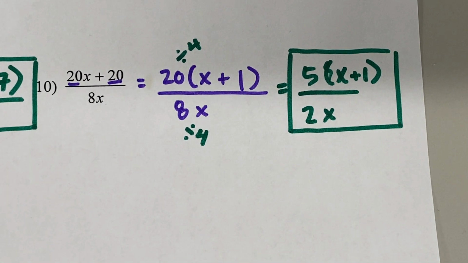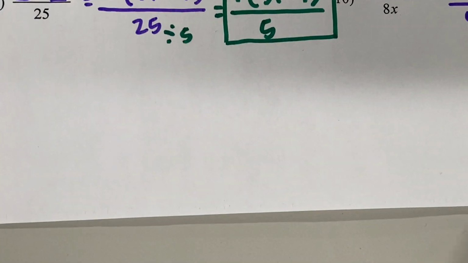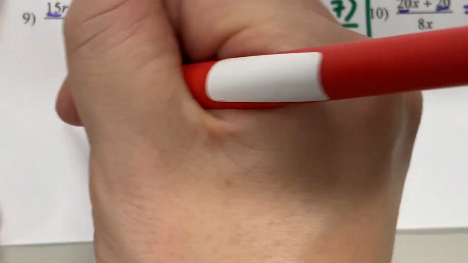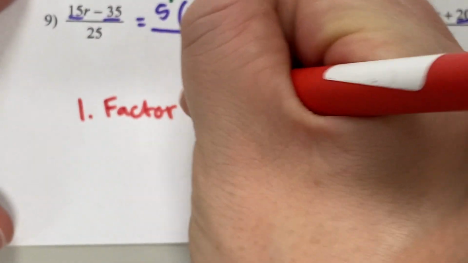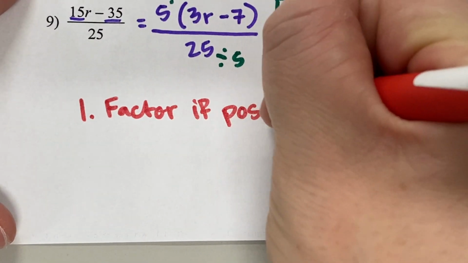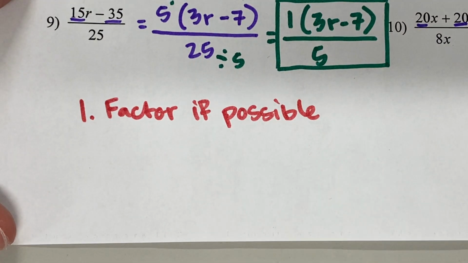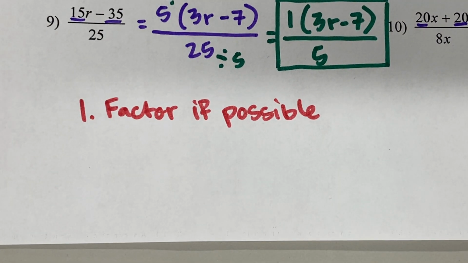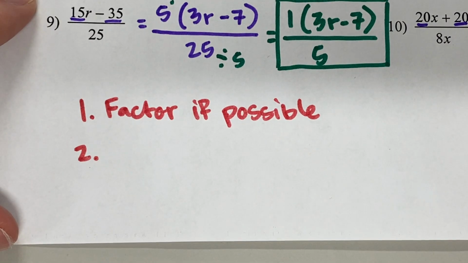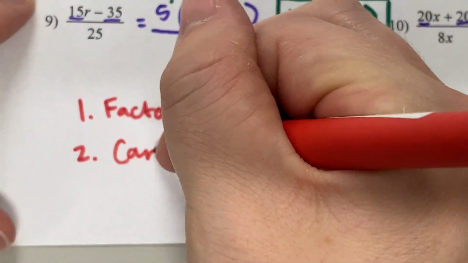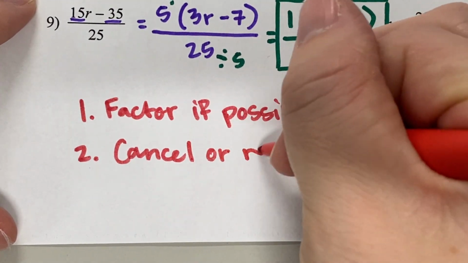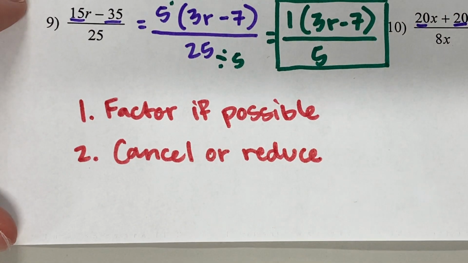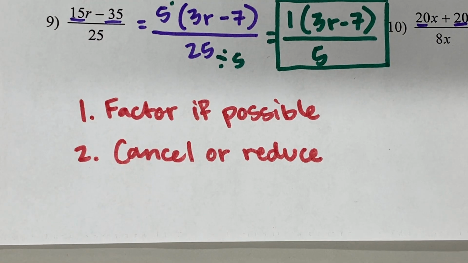Okay, before you work on your assignment, let's go ahead and write the steps for simplifying. Our first step was to factor if possible. Okay, so look at both the numerator and the denominator and factor if possible. And then the second step was to cancel if they're the exact same, or reduce, just like reducing fractions. Okay, and those were our steps. So there you go.